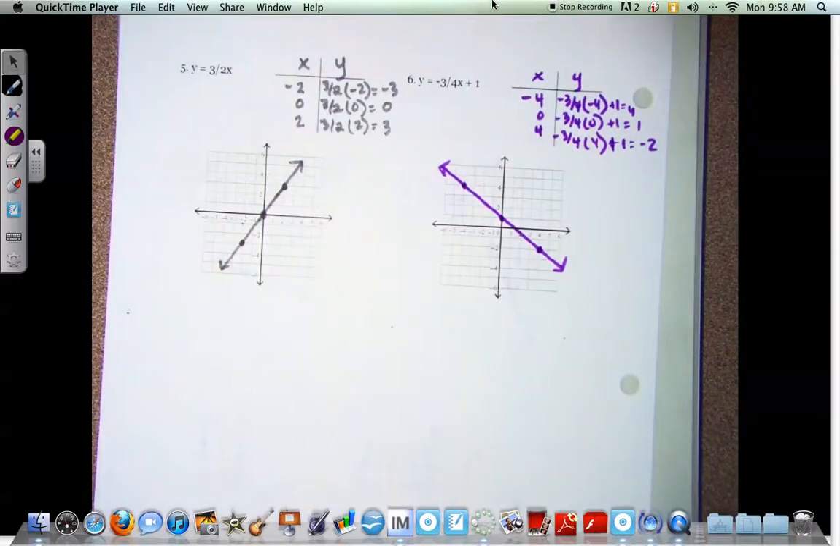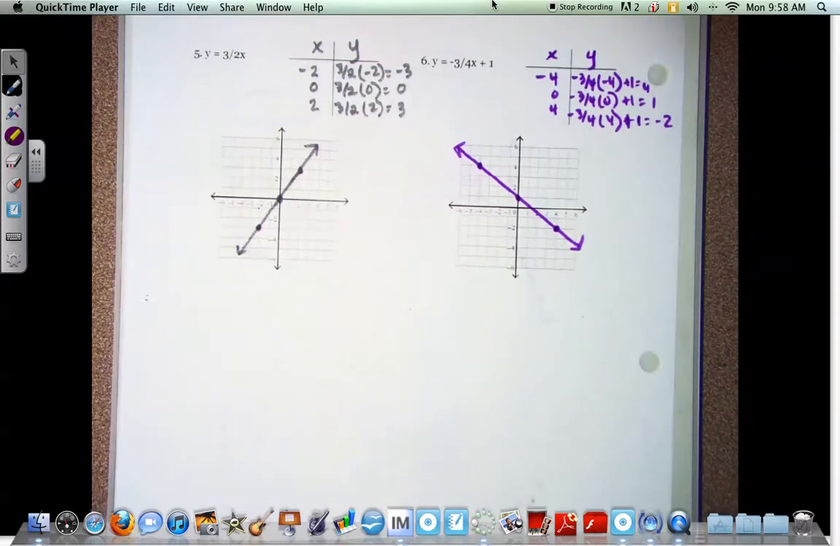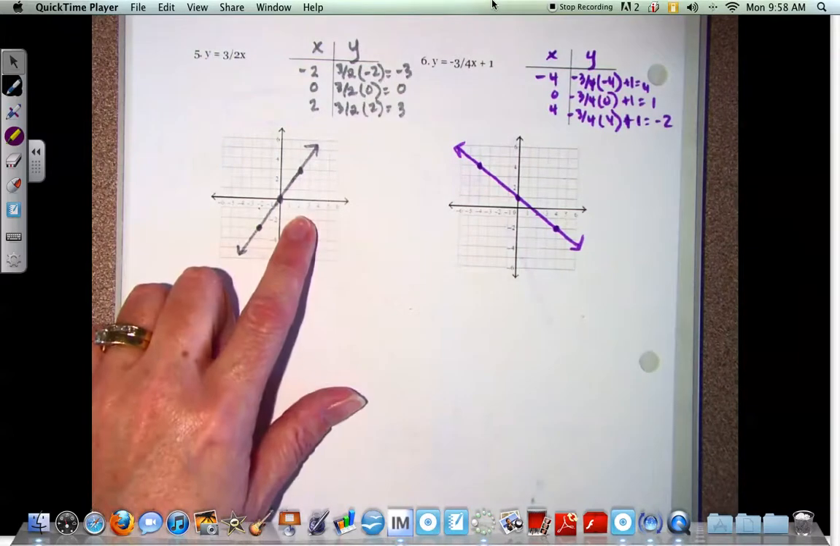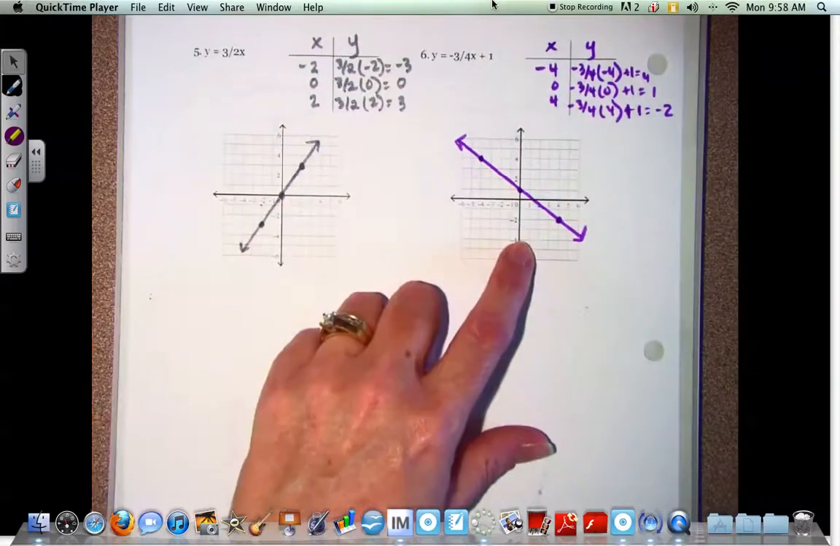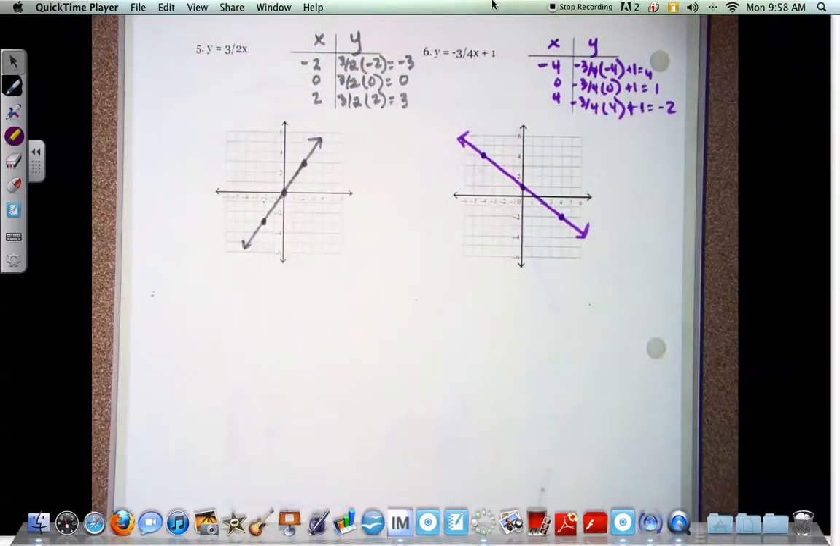Look at the lines that you've drawn. Some of them head up, some of them head down. Positive and negative. Going to the right is positive. This one's negative. But what's making it go up or go down? The number.